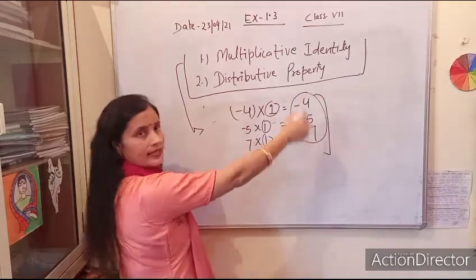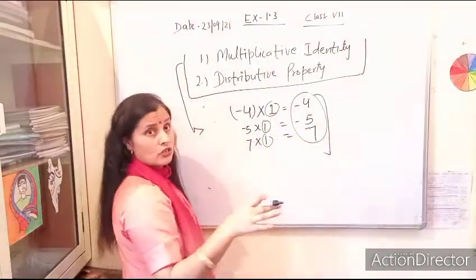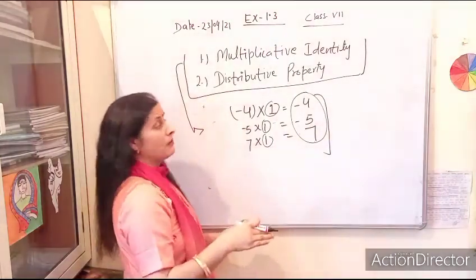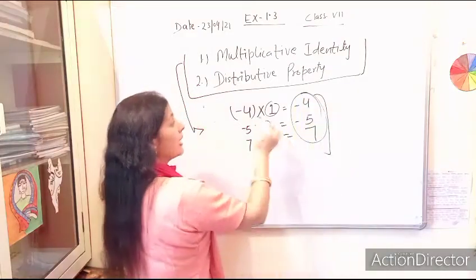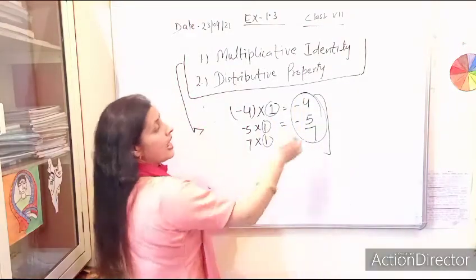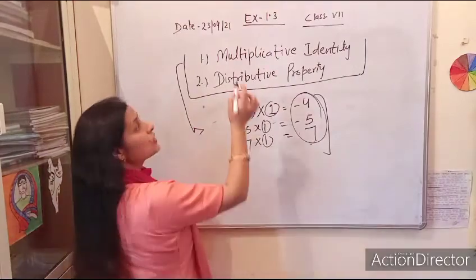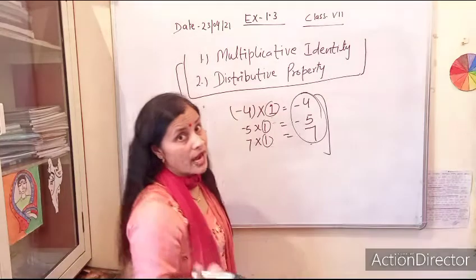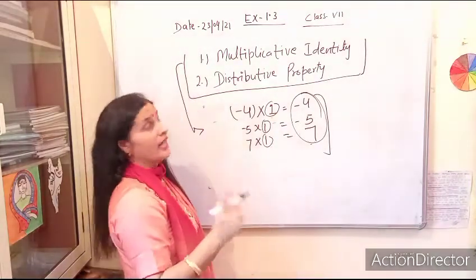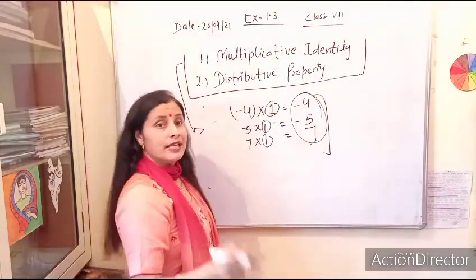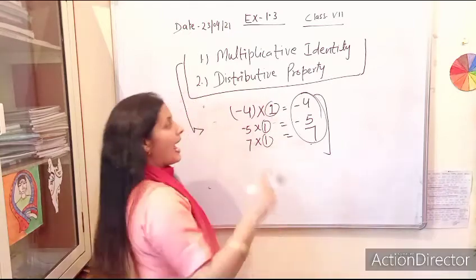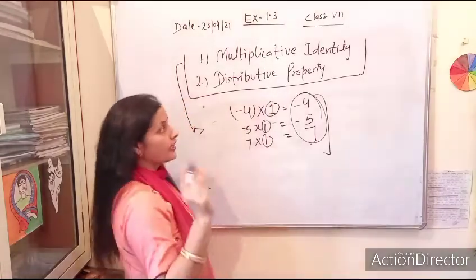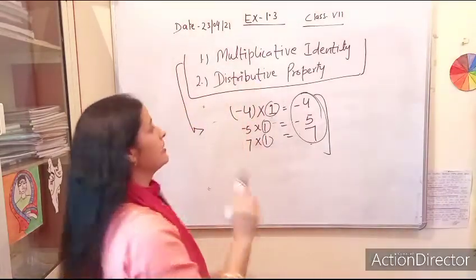These are integers. Don't get confused. 7 is also an integer because integer is a larger set, including positive and negative numbers. So, if we multiply 1 with any integer, our answer always remains the same. That is called multiplicative identity. Don't get confused between additive identity and multiplicative identity. Additive identity means adding or subtracting 0, and multiplicative identity means multiplying 1 with any integer. Got it? This is called multiplicative identity.